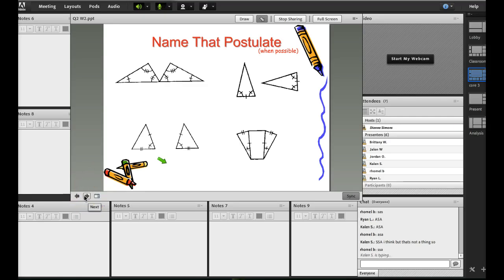Ready? Next one. What's the one up top? Angle. Okay. But is angle one of the postulates? No. All right, next one.